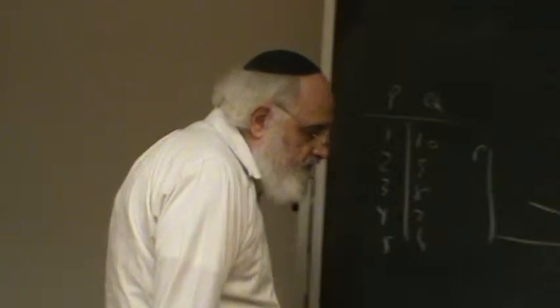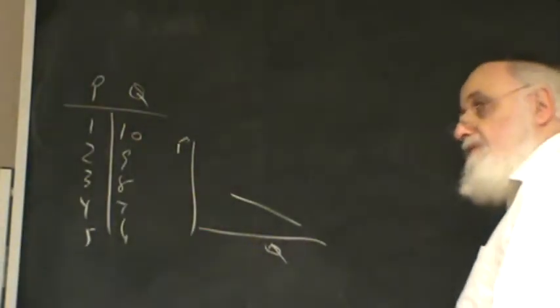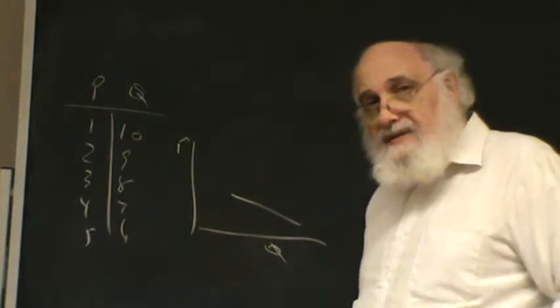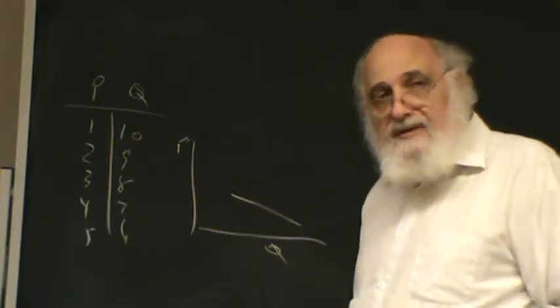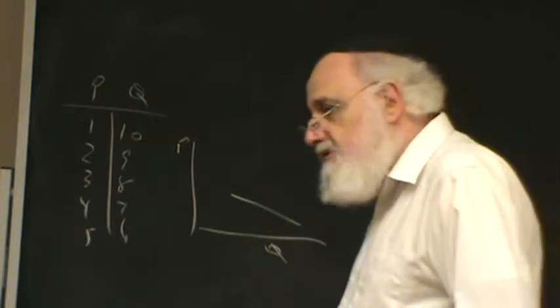He's showing you that there's an inverse relationship between price and quantity. That's what he's saying. This is called the law of the downward sloping demand curve. The demand curve, because there's this inverse relationship between price and quantity, is downward sloping.